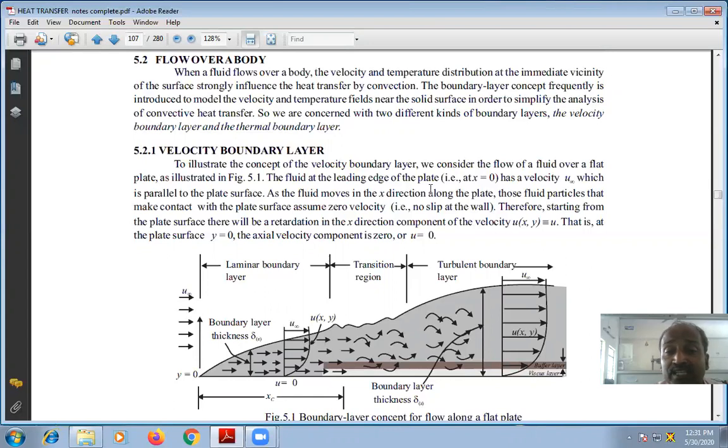As the fluid moves in the x direction along the plate, what will happen? Those fluid particles that make contact with the plate assume zero velocity. Very near the plate, we have almost zero velocity. No slip at the wall means adherence is there. Therefore, starting from the plate surface, there will be a retardation in the x direction component of the velocity. That is, at y equal to 0, u is equal to 0.